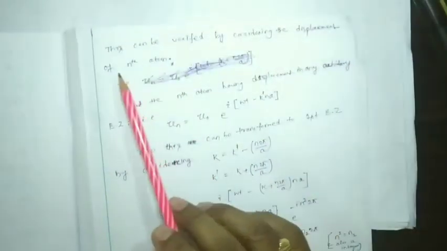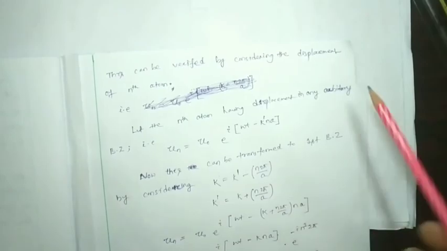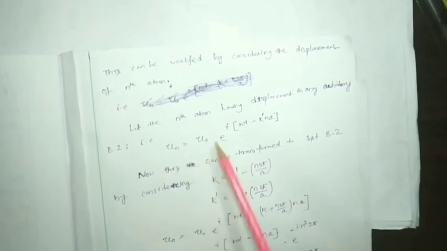This can be verified by considering the displacement of the nth atom. Let the nth atom have displacement in any arbitrary Brillouin zone. We don't know where it has to be displaced. In any arbitrary Brillouin zone, that can be represented by un equal to u0 e to the power i omega t minus k dash, where k dash belongs to that arbitrary Brillouin zone, k dash into na.